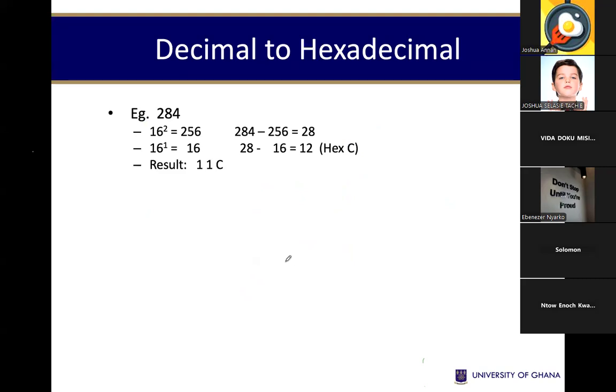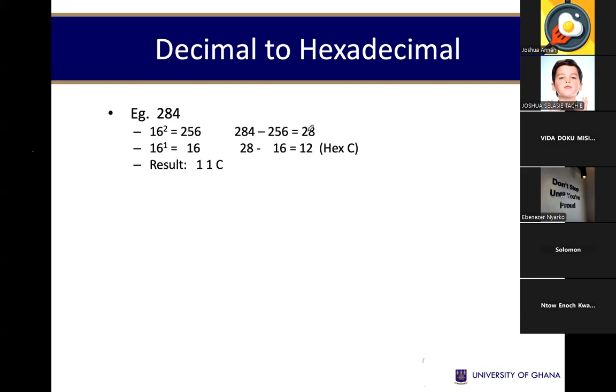I will not waste my time on this. So what do we do? Of 16 that will go into the 284. So the highest power of 16 going into 284 is 16 to the power 2. That should give us 256. Okay, so if you subtract this 256 from 284, that'll give you 28.